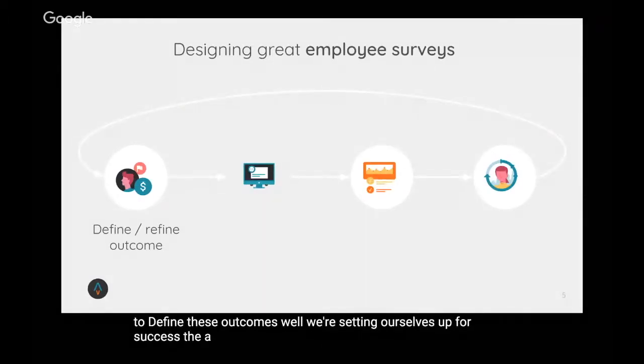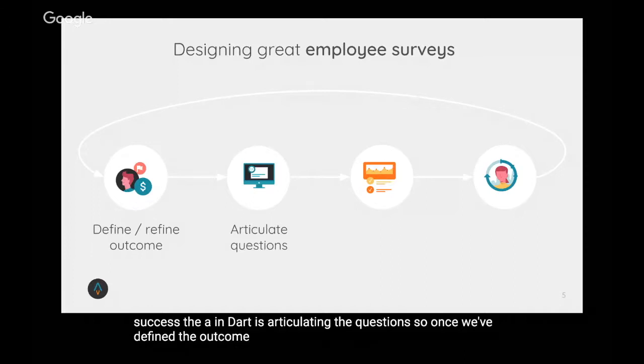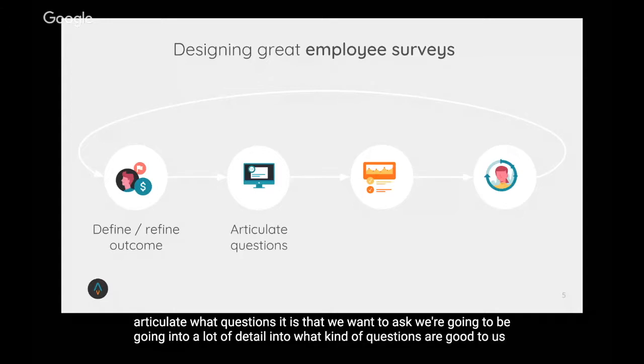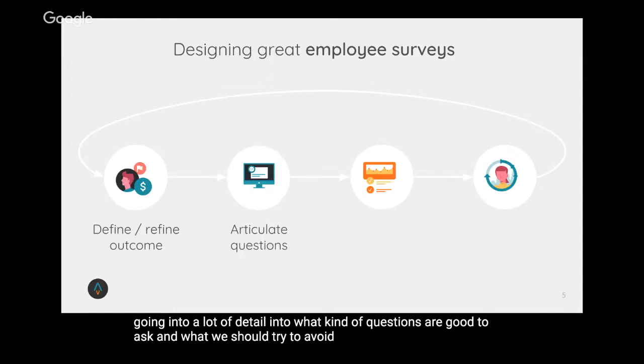The A in DART is articulating the questions. So once we've defined the outcome, we are then in a better position to articulate what questions it is that we want to ask. We're going to be going into a lot of detail on what kind of questions are good to ask and what we should try to avoid.